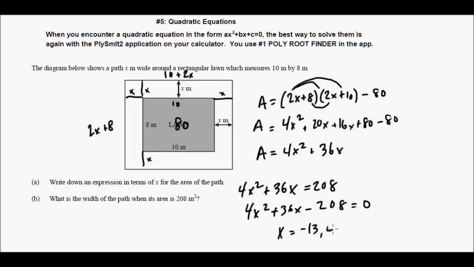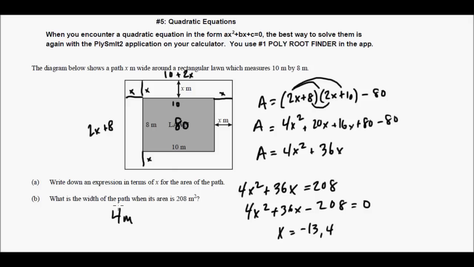Now, negative 13 makes absolutely no sense because it has to be positive. Okay, so what it's going to be is it's going to be 4, because it's the only thing that makes sense. It's positive. So the width is 4 meters. And you're good to go on that. Now, let's do one that's almost exactly like this, just so you get the hang of these things.